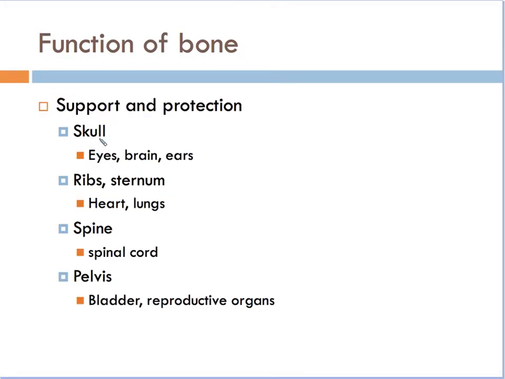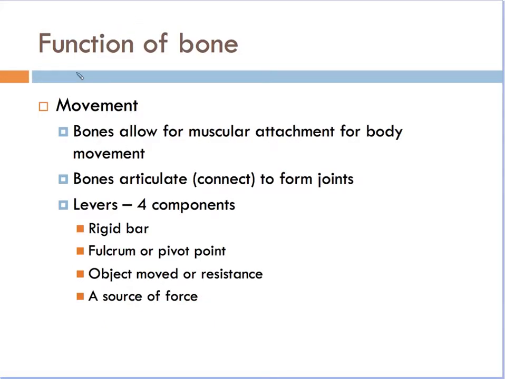So support and protect, we talked a little bit. Your skull protects your eyes, your brain, and your ears. Your ribs and sternum protect your heart and lungs. Your spine protects your spinal cord, and your pelvis protects your bladder and reproductive organs. Those are all vital functions of bone for you.